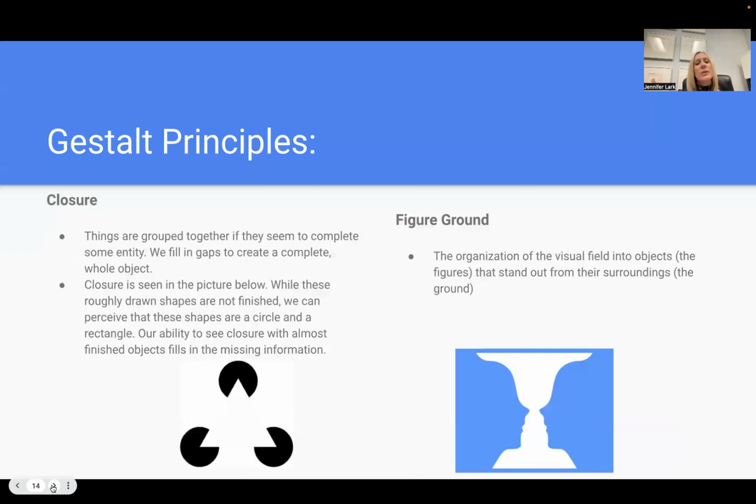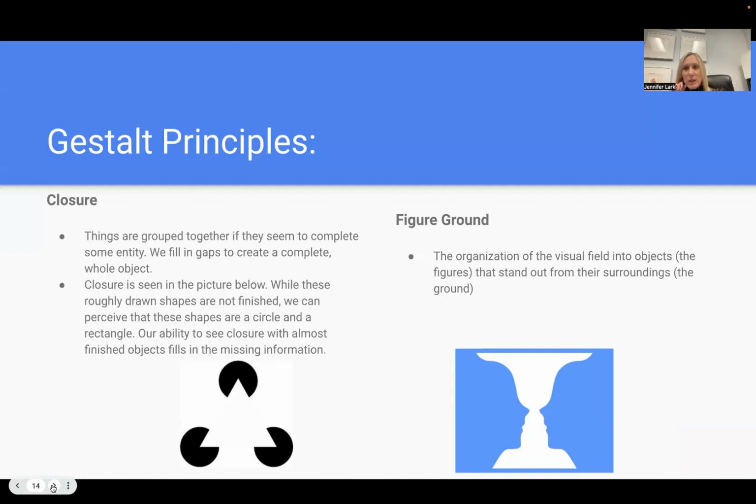Okay, a couple more principles here. Closure refers to the idea that when things are grouped together, they seem to be complete in some entity. And when they're not, we fill in the gaps to create a whole complete object for ourselves. Closure can be seen in the picture below. While these roughly drawn shapes aren't finished, we can perceive that these shapes are a circle and a rectangle. Our ability to see closure with almost finished objects like that fills in the missing information for us. We also can see a triangle there, kind of in the middle of the view.